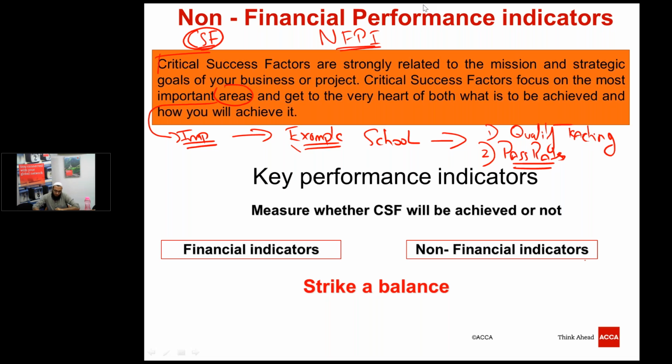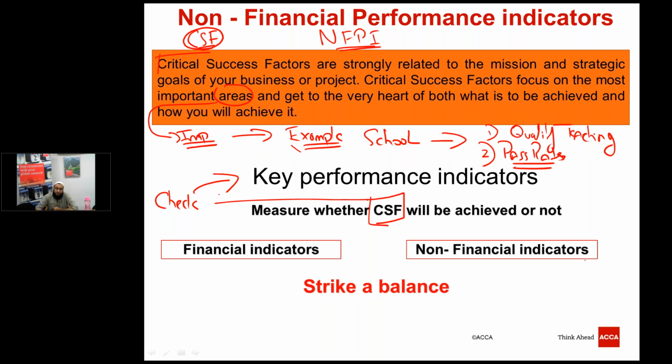Now, to check whether CSFs are being achieved or not, we need to have KPIs. What are KPIs? KPIs are key performance indicators. My dear friends, KPIs are the ones that ensure whether CSFs are being achieved or not. So they measure the success of CSFs.